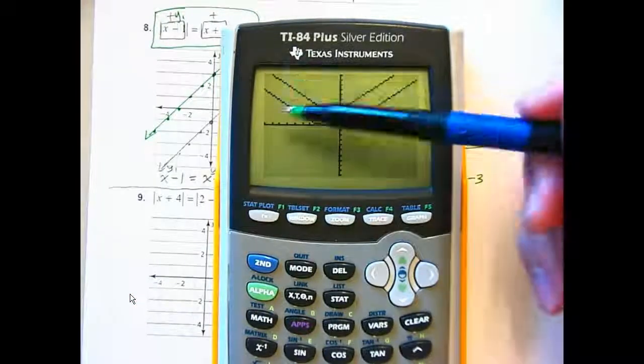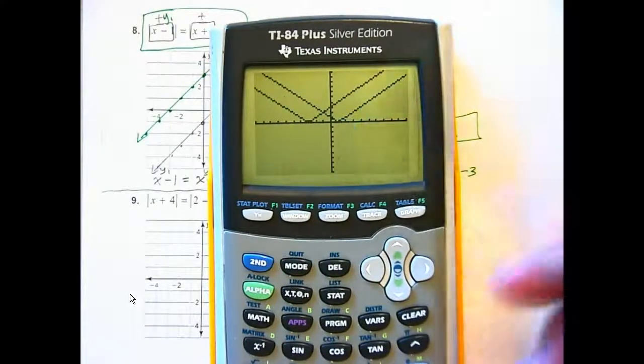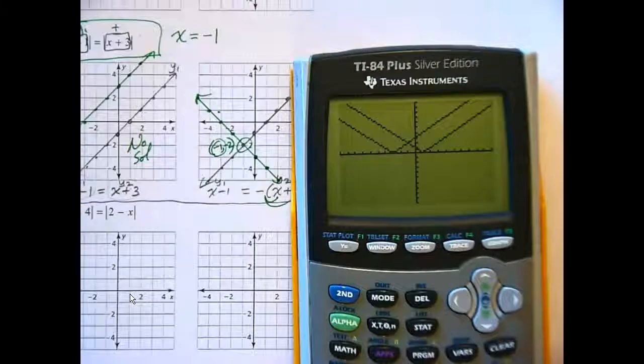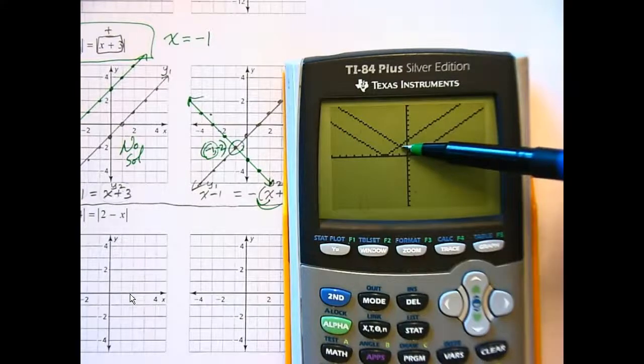You'll see, remember, absolute values are V shapes. So here's the one part of the graph that we did. We get our parallel lines. Here's the other side where we get our intersecting lines. Okay?